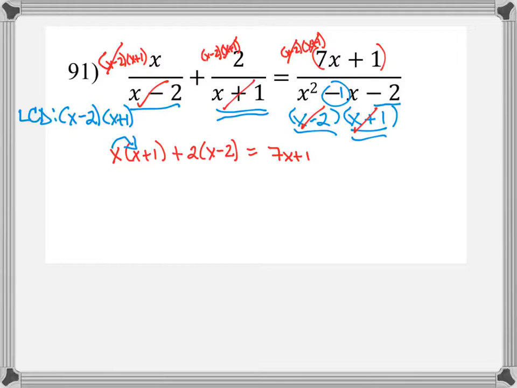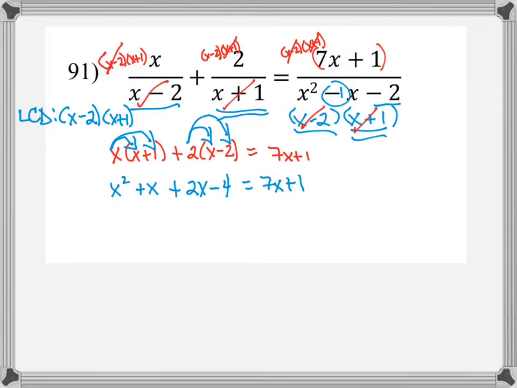Now I'll distribute. X times x is x squared. X times 1 is x. 2 times x is 2x. 2 times -2 is -4, equals 7x plus 1. Okay, now I know it's quadratic because I see my x squared term. I don't have any fractions with my x squared in the denominator.